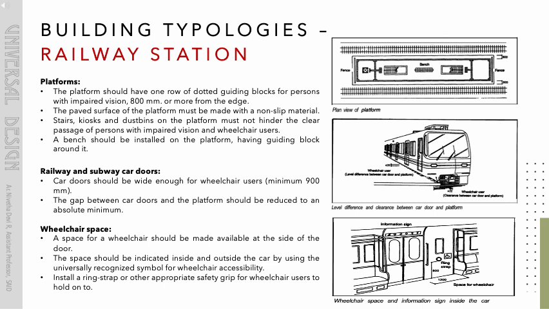Wheelchair space. A space for a wheelchair should be made available at the side of the door. The space should be indicated inside and outside the car by using the universally recognized symbol for wheelchair accessibility. Install a ring strap or other appropriate safety grip for wheelchair users to hold on to.